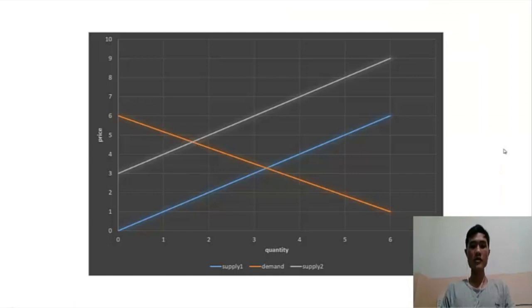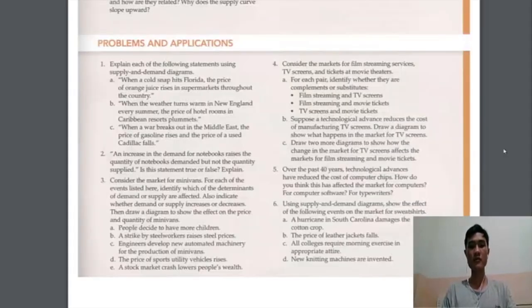So, as you can see, supply number 1 is the supply before the event starts, and supply 2 is the supply curve after the event starts. And the demand may just stand still because those events don't change the demand.